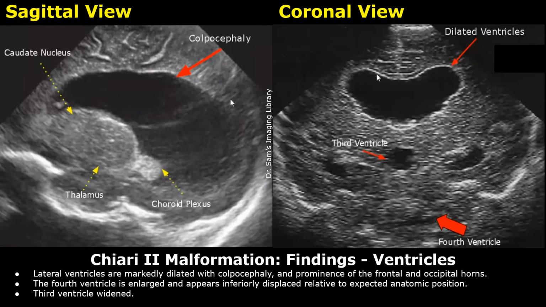Findings. Lateral ventricles are markedly dilated with colpocephaly and prominence of the frontal and occipital horns. The fourth ventricle is enlarged and appears inferiorly displaced relative to expected anatomic position. Third ventricle widened.